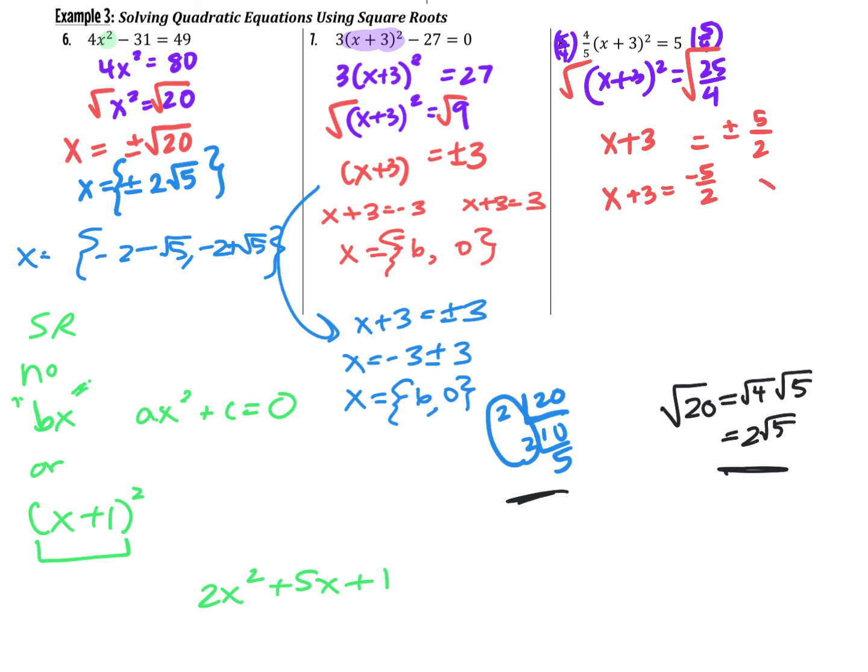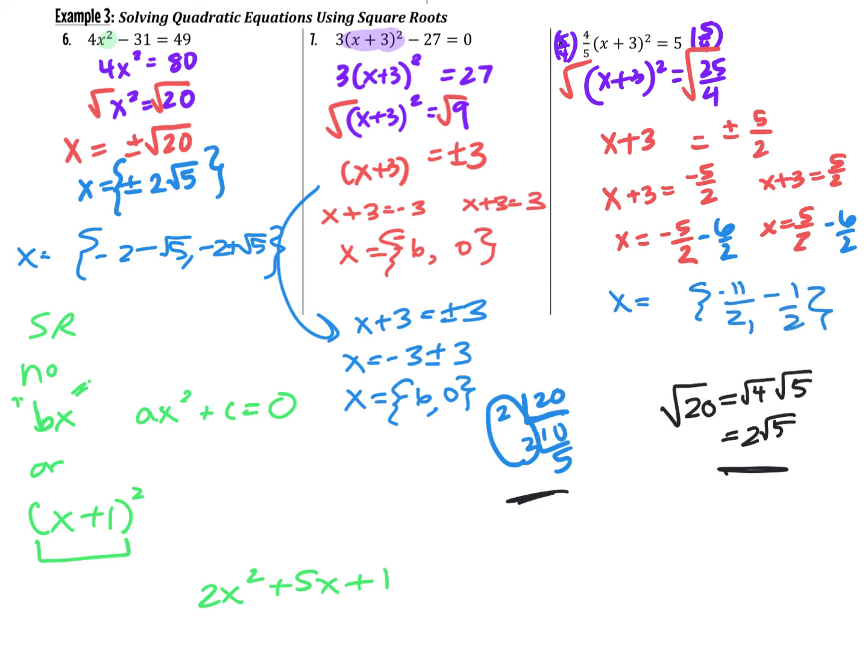X plus 3 equals negative 5 over 2. X plus 3 equals positive 5 over 2. And I'm going to subtract 3 on both sides. Now, 3 is the same thing as 6 over 2. So I'm going to subtract 6 over 2 on both sides so that I have a common denominator, which makes it easier for me to subtract. And this is going to give me two solutions, negative 11 over 2 and negative 1/2.